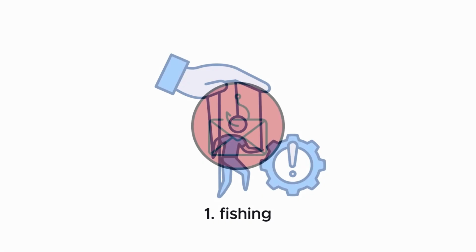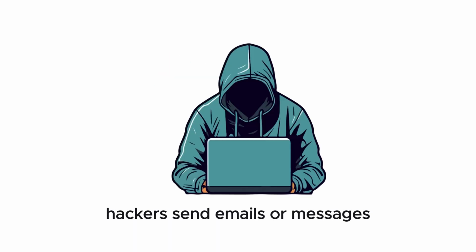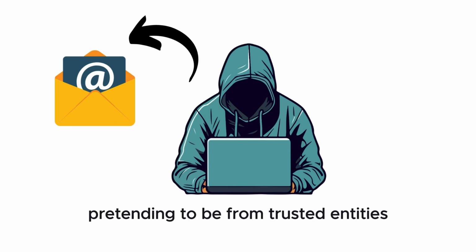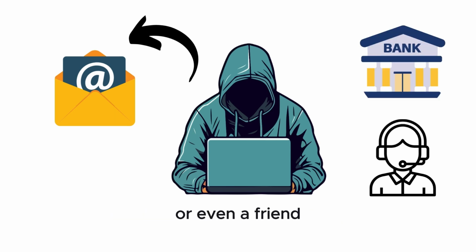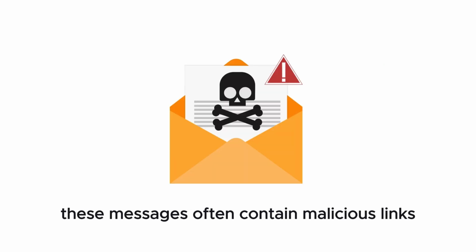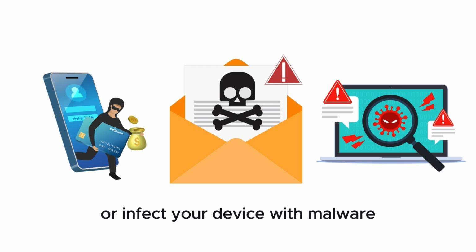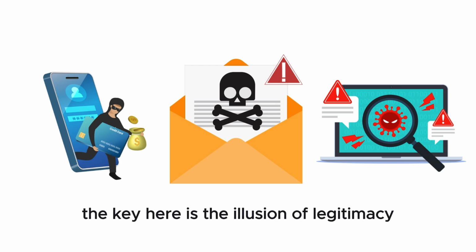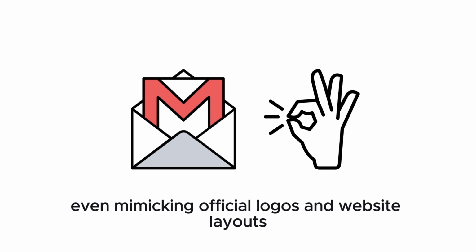1. Phishing. Phishing is one of the oldest and most prevalent social engineering attacks. Hackers send emails or messages pretending to be from trusted entities like your bank, a delivery service, or even a friend. These messages often contain malicious links or attachments designed to steal your information or infect your device with malware. The key here is the illusion of legitimacy. Attackers will craft emails that look incredibly real, even mimicking official logos and website layouts.